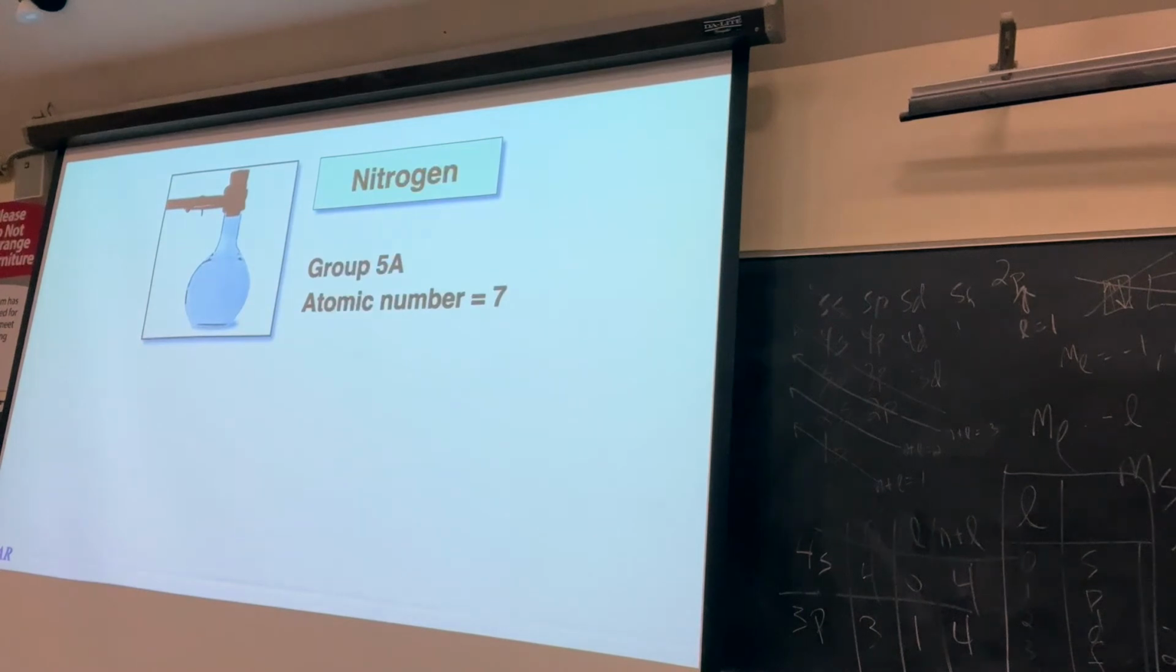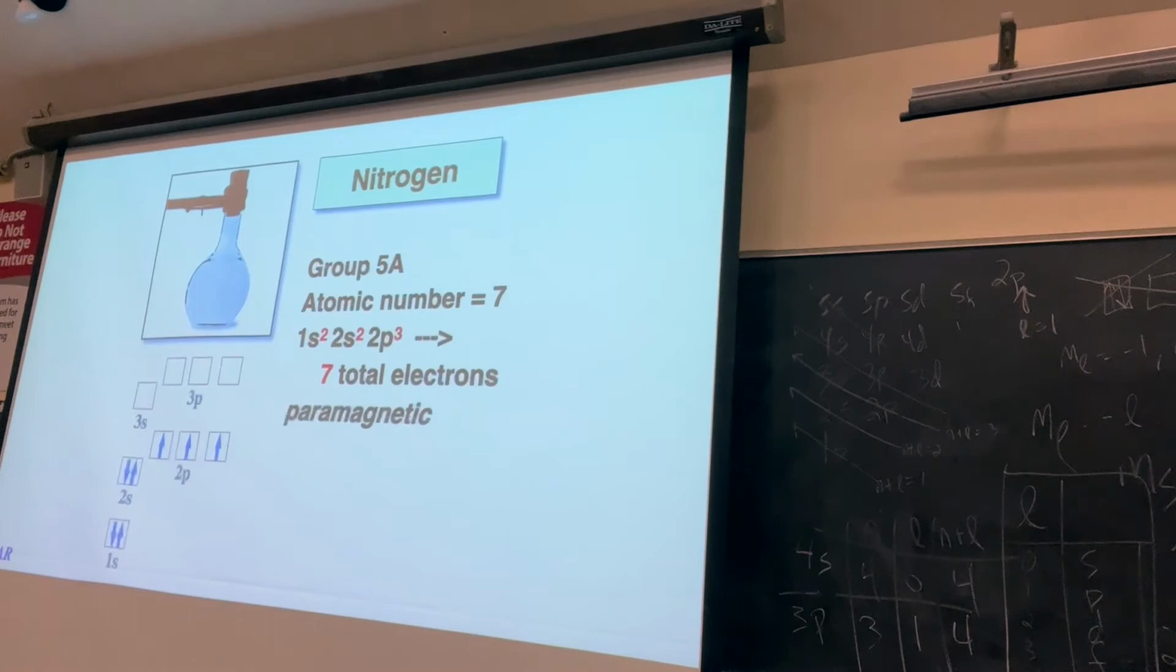So, nitrogen, 7 electrons, 1s2, 2s2, 2p3, 7 total electrons, 3 electrons in 3 orbitals. Again, don't pair anything up. Nitrogen is also paramagnetic. 1, 2, 3 electrons, each in their own orbital. That's the lowest energy configuration, the default configuration, and it's also paramagnetic.